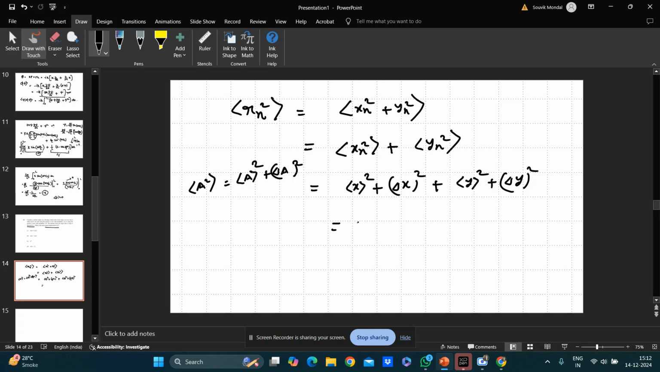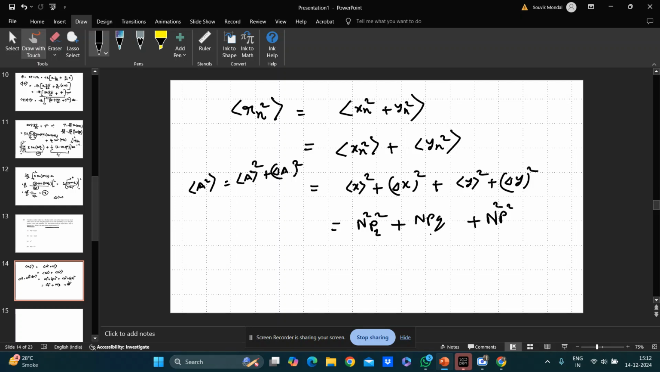So what is the average of x? It is n square p square. Okay. And what is delta x whole square? It is n p q. Okay. Now what is the average of y square? It is also n square p square.